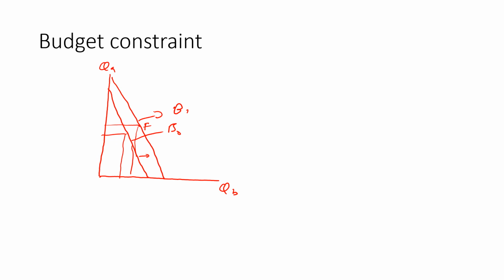Now we can see that in the equational form as well. Previously we had QA into PA, then PB into QB, that was the entire budget that was equal to Y. Now if Y increases, we'll be able to consume more of both these goods. This increases our purchasing ability.